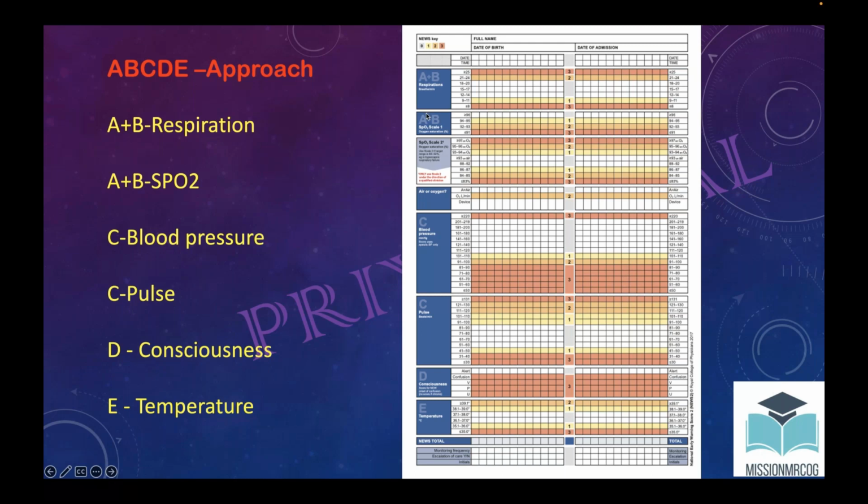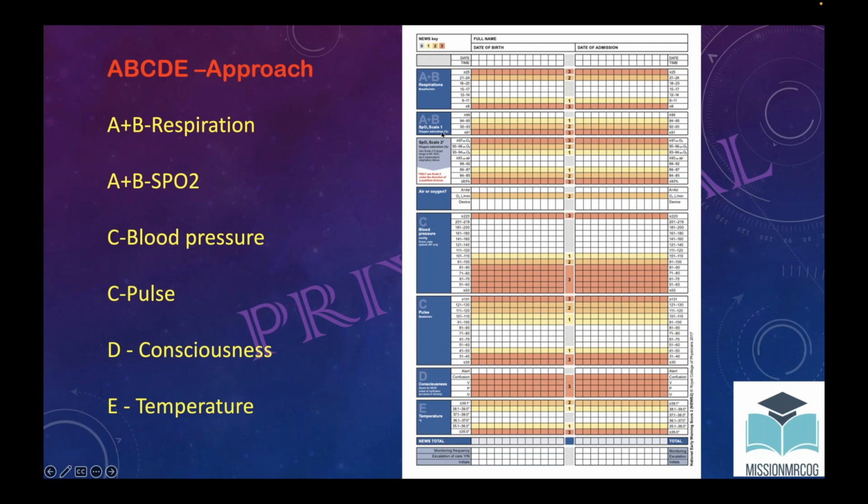So SpO2 will be scale 1 and scale 2. You will see scale 2 if it is for the ill patient, if it has been decided by the consultant. Otherwise, most of the time you will find A, B plus SpO2 scale 1 only. So so much detail is not necessary.